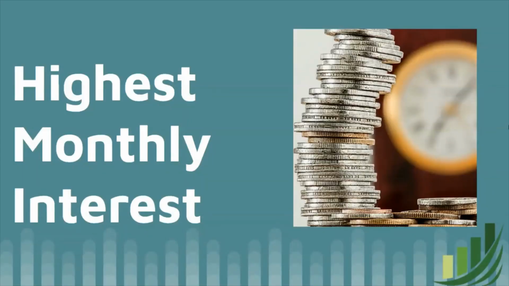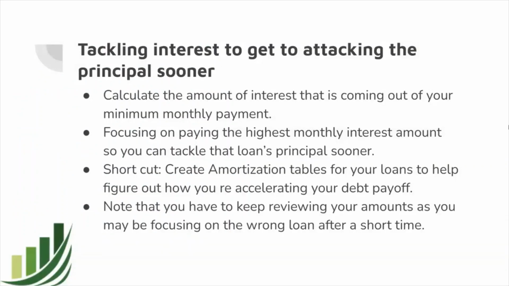Highest monthly interest. Ooh, this is where you had to do that math from the previous slides, which is calculating the amount of interest that is coming out of your minimum monthly payments. Once you have that, you can focus on paying the highest monthly interest amount, so you tackle that loan's principal sooner. Another quick way to do this is to create amortization tables of your loans to help you figure out how you are accelerating your debt.